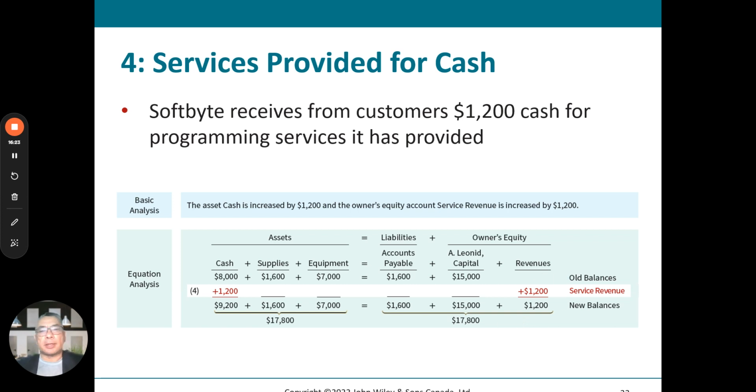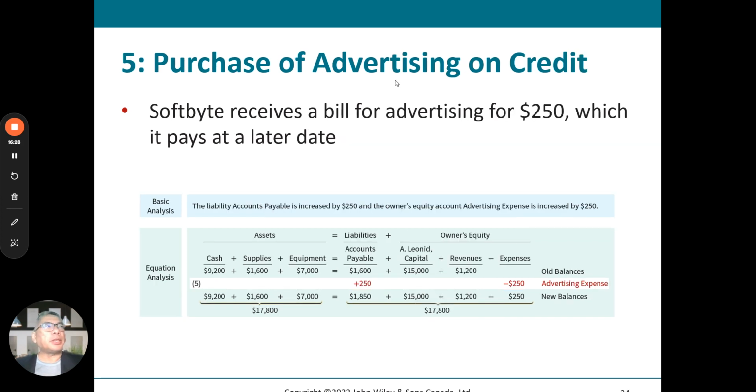Okay. Fifth one, purchase of advertising on credit. SoftByte received a bill for advertising for 250, which it pays at a later date. The liability accounts payable is increased by 250, which is paid at a later date. So what happened here?